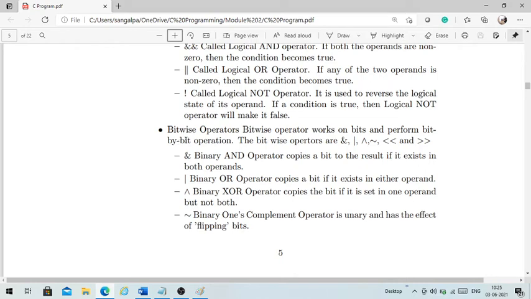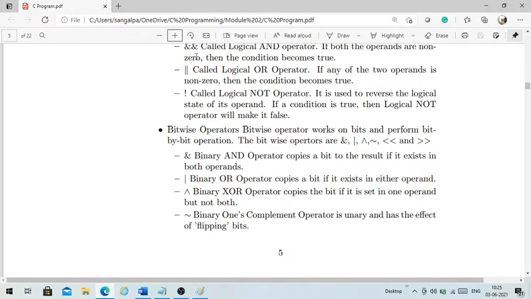So we are going to discuss the bitwise operators. The difference is that bitwise operators work on bits and perform bit by bit operations. That's why I introduced how to convert a number to binary. So it will be processing the data in bits. The bitwise operators are AND, OR, NOT, XOR, negation, left shift and right shift. So these are the bitwise operators.